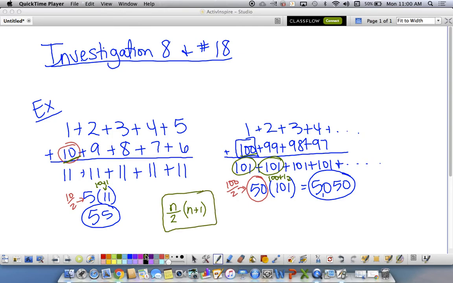So that's a pattern, okay? It's a wonderful thing to know that we don't use a ton, but it's something good to know that's always there, okay? So let's get to number 18.